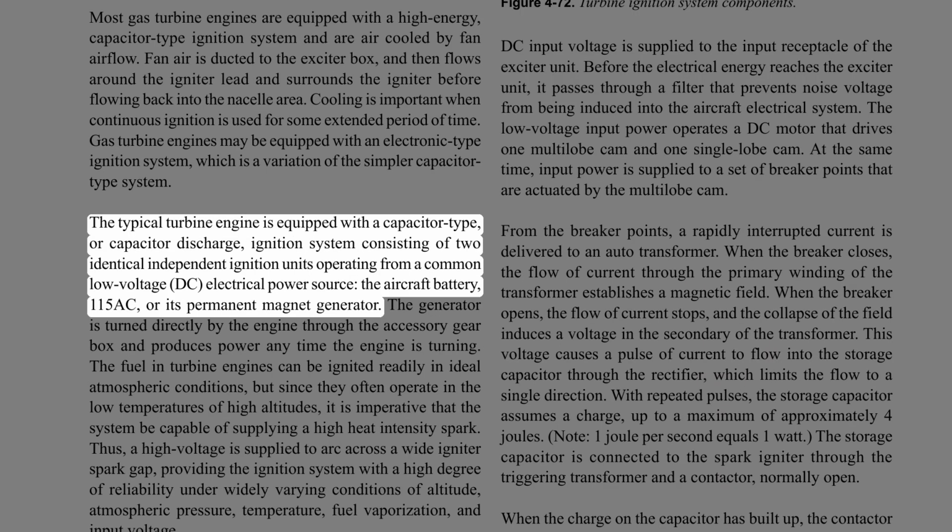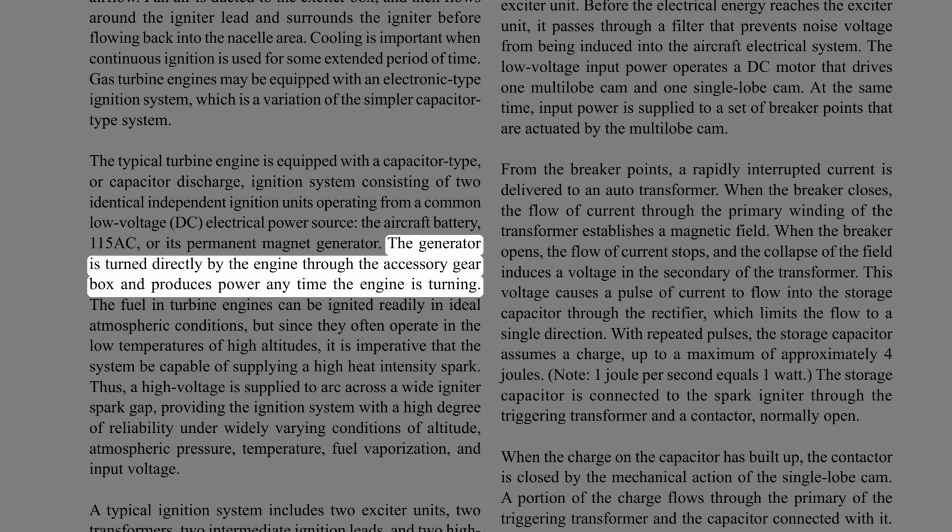The typical turbine engine is equipped with a capacitor-type, or capacitor discharge, ignition system consisting of 2 identical independent ignition units operating from a common low-voltage, DC, electrical power source, the aircraft battery, 115 AC, or its permanent magnet generator. The generator is turned directly by the engine through the accessory gearbox and produces power any time the engine is turning.